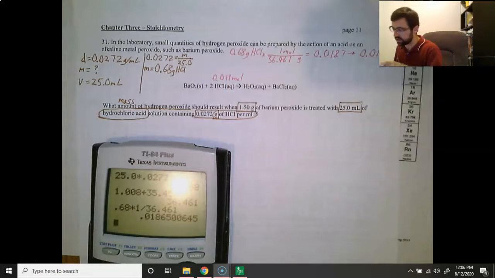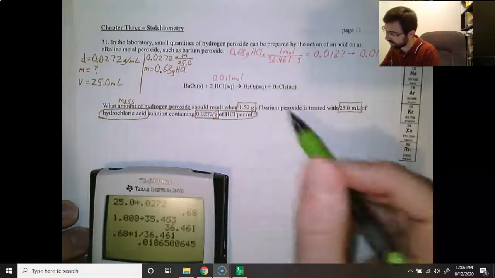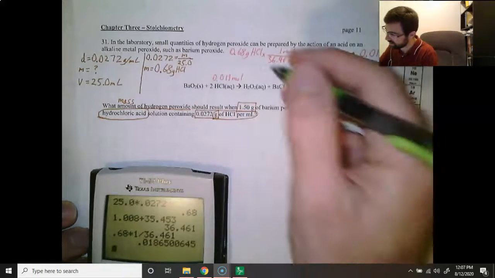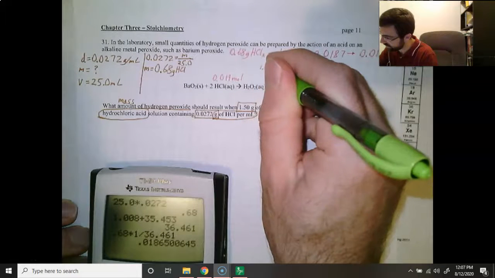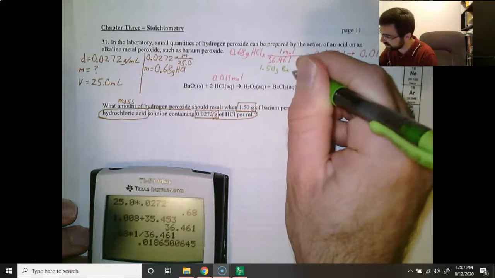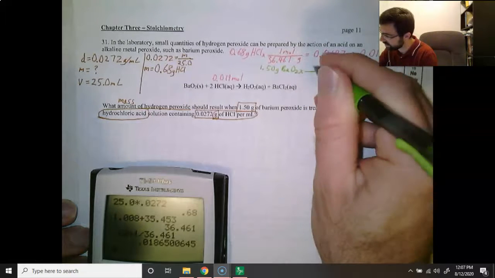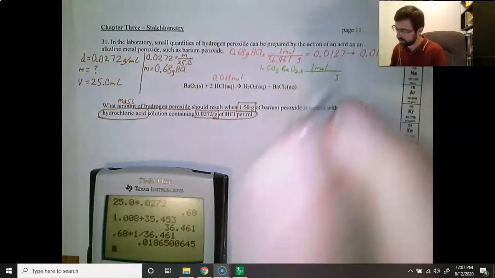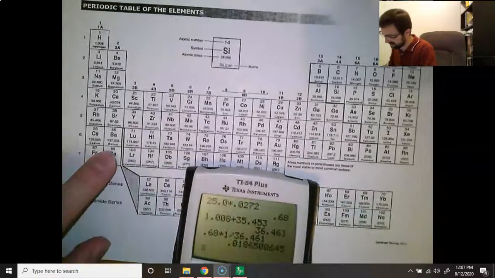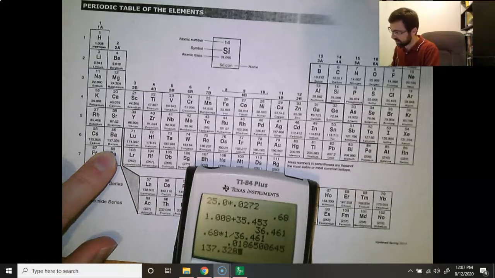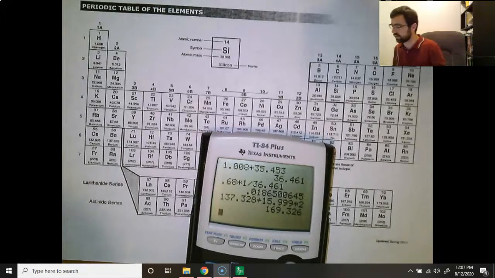Okay, next thing that we want to do, and I'm going to switch colors for this because it's going to get really crazy if I don't, is I need to turn the barium peroxide into moles too. So I'm going to do that right here, 1.50 grams of BaO2. Again, we're converting to moles, so I need to have my molar mass on the bottom. Find barium on the periodic table and find oxygen. Barium has a mass of 137.328, and then oxygen is 15.999. But we have 2 oxygens, so we're going to multiply by 2. We get 169.326.